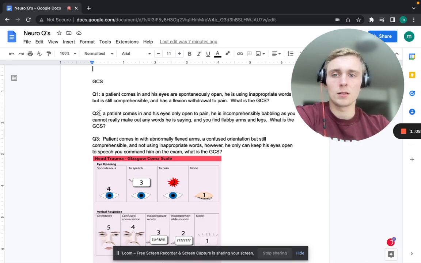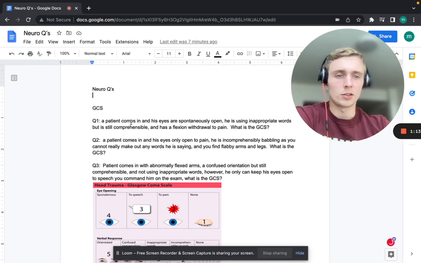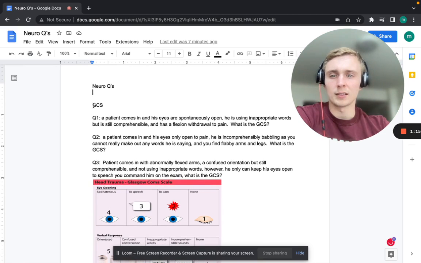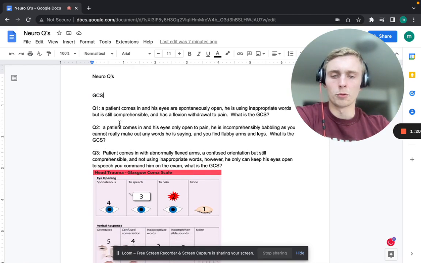This is going to be the neurology system practice questions. So we'll go ahead and jump right into it, starting out with GCS, the Glasgow Coma Scale. A few example questions here, and then we'll go through the answers.